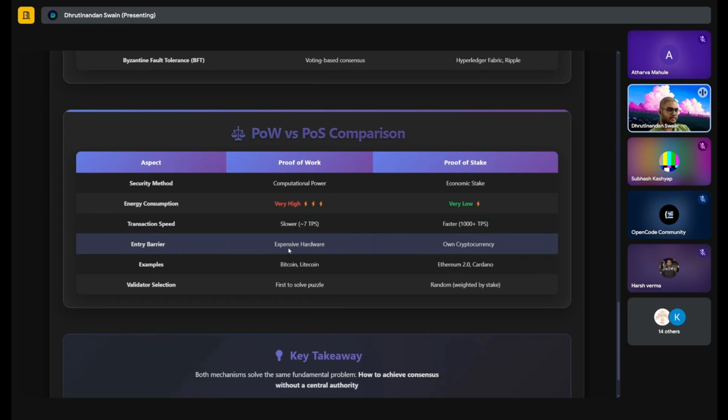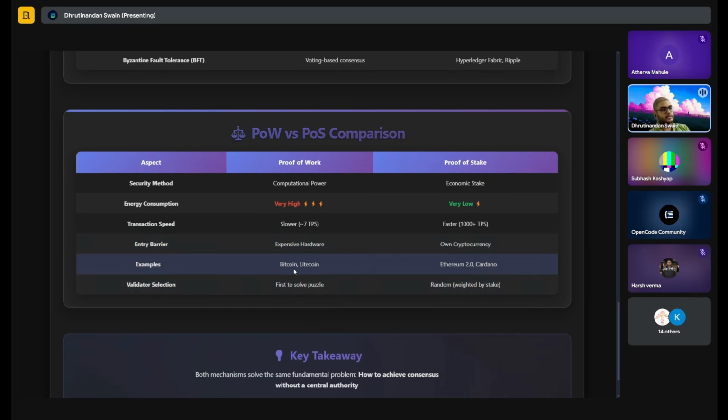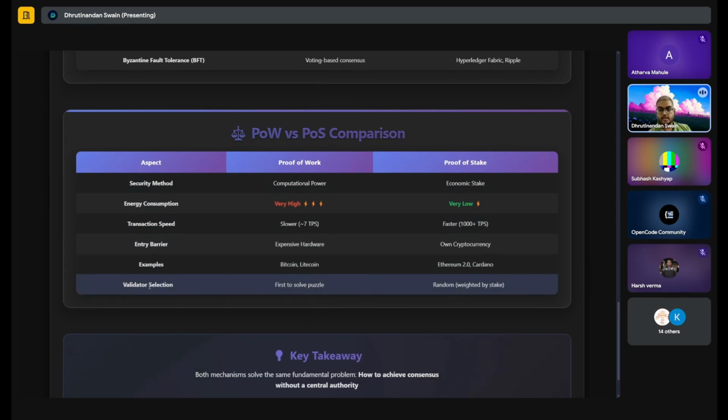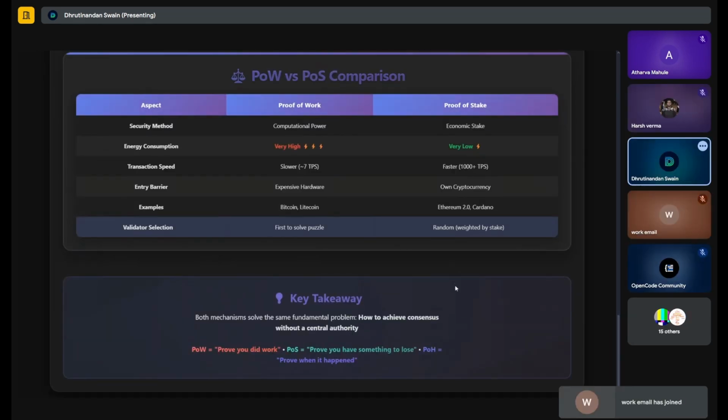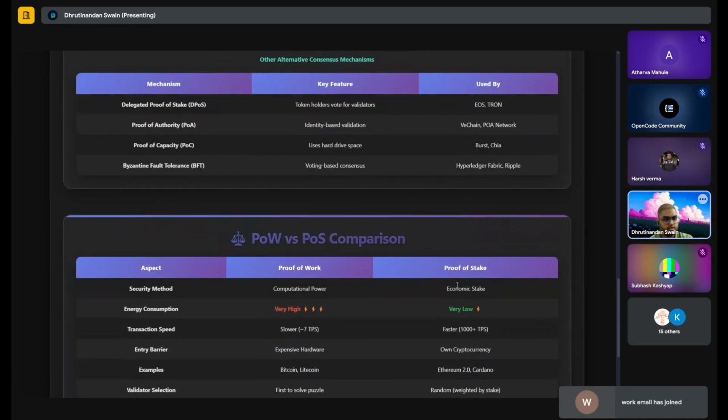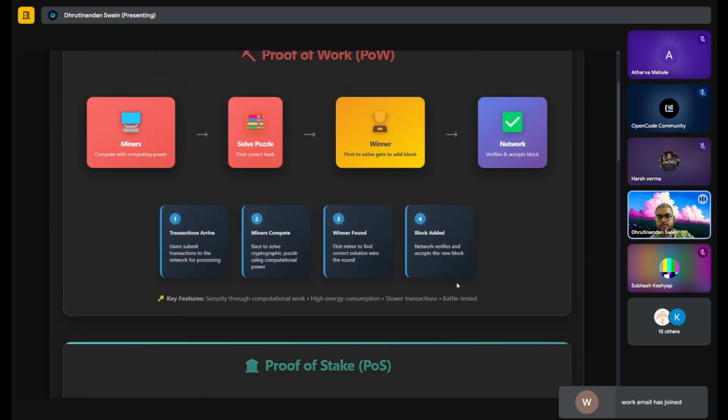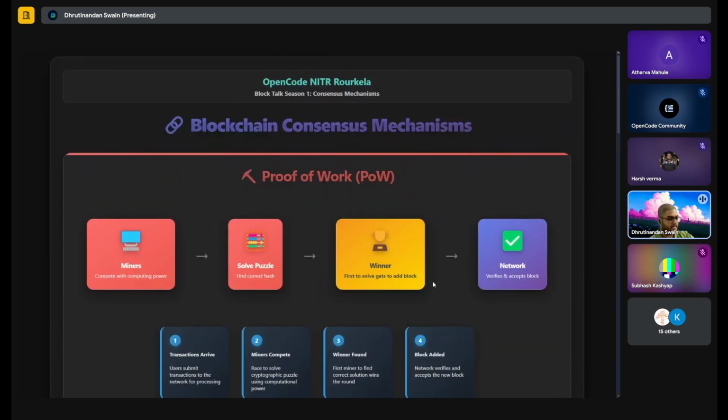Entry barrier: expensive hardware for proof of work, and owning the cryptocurrency for proof of stake. Examples: Bitcoin is the prime example of proof of work, and for proof of stake, Ethereum 2.0. And validator selection: the first one to solve the puzzle in proof of work is the validator, and in proof of stake, the validator is randomly selected but weighted by the stake. So this is the first site for the block visual-style representation of the various consensus mechanisms.